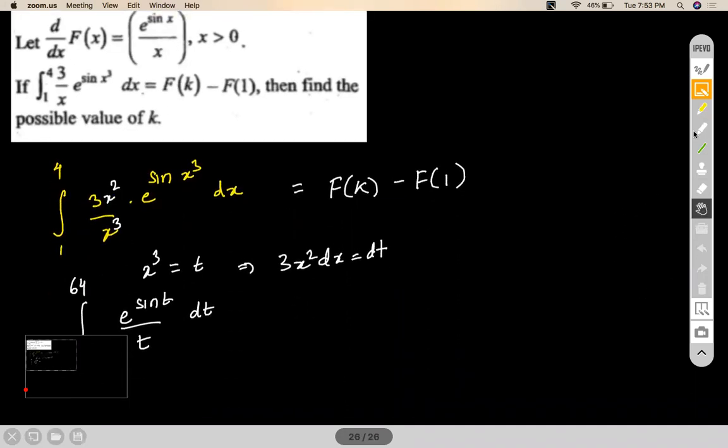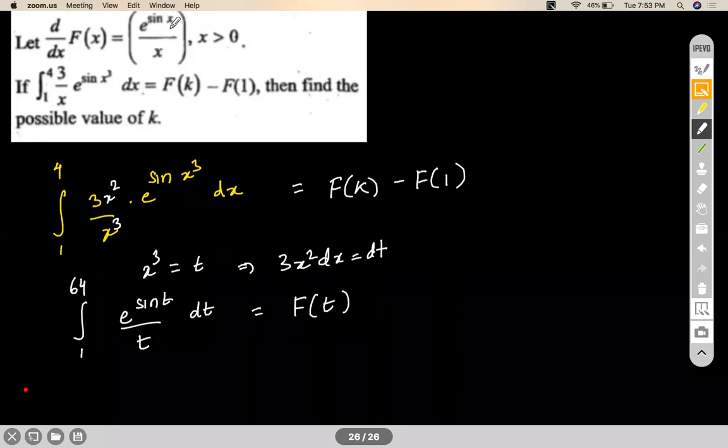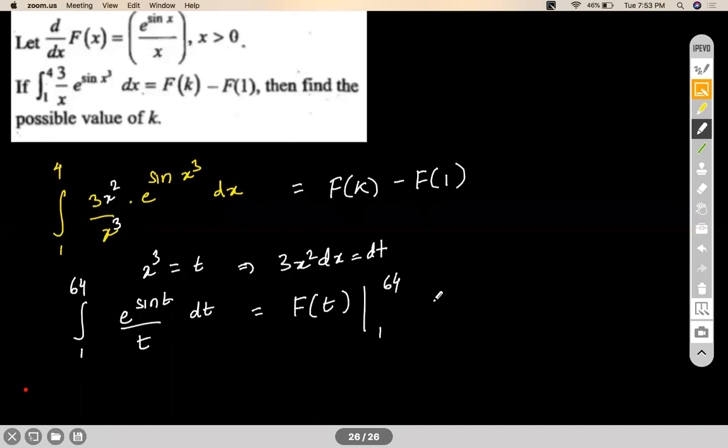Now this integral is already given to us as f of t, the same f of t. So this information means the integral of this is going to give me this. That means f of x is the primitive of this function. So this will be from 1 to 64. Correct. So this result will become f(64) minus f(1), and therefore your k has to be 64.